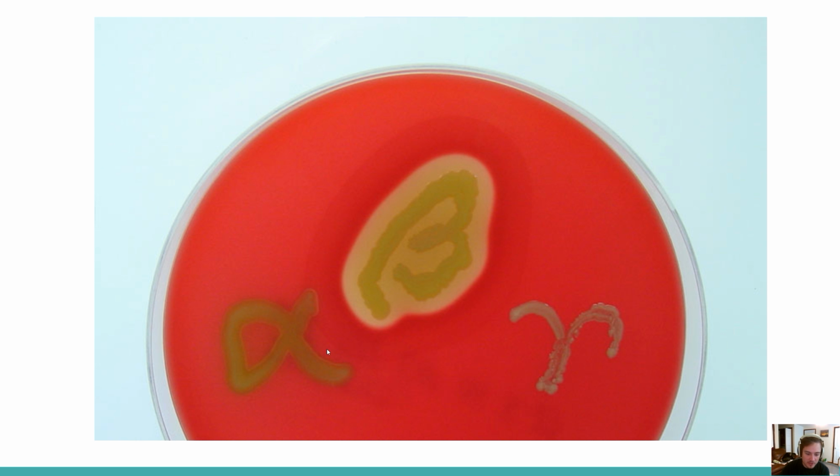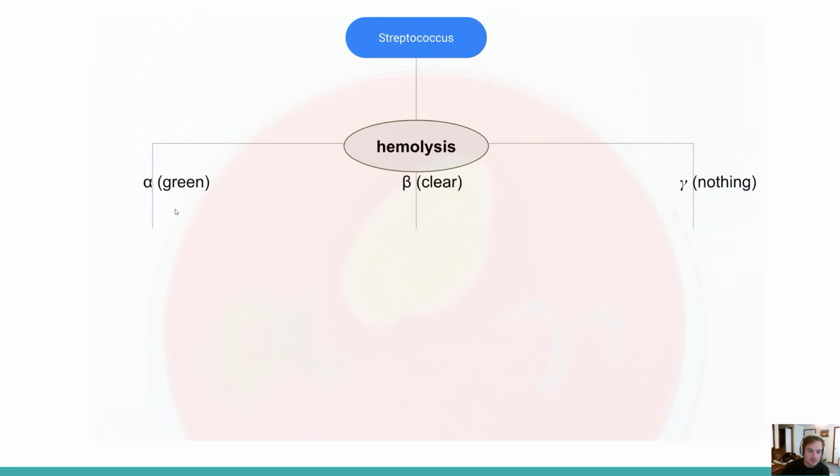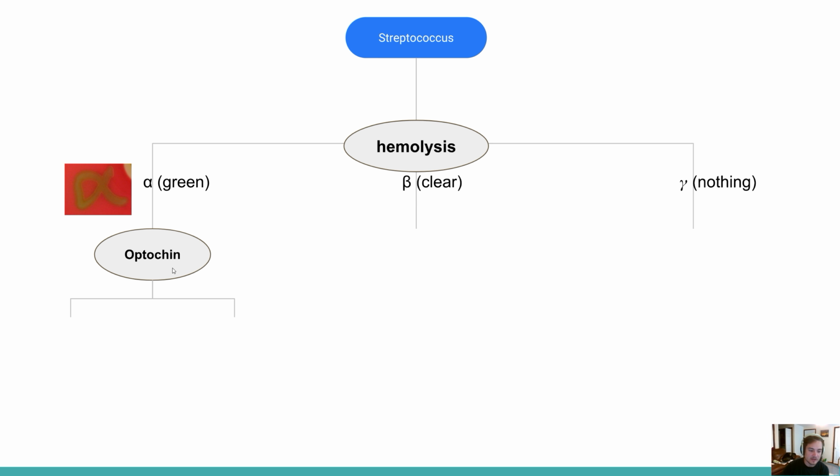So this is a plate. What would each plate look like? See here we have the greenish outline on the bacterial wall. The beta is completely clearing out here, and then the gamma doesn't look like it did anything to the blood plate. So alpha, green, and then our first test there is going to be the optochin.